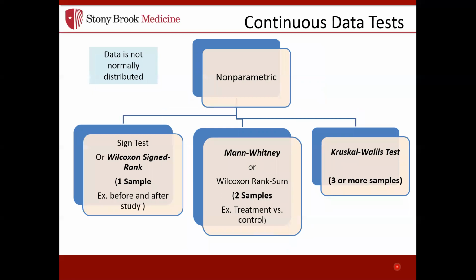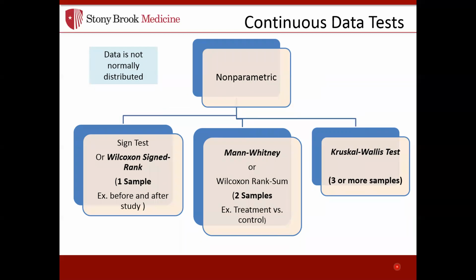Non-parametric data is not normally distributed. There is no perfect bell curve with this type of data. Therefore, different tests are used. The concept, however, remains the same. One sample, it's compared to itself before and after. And this would be your Wilcoxon signed rank. It's a one sample test. It is comparing the same group of people before and after.